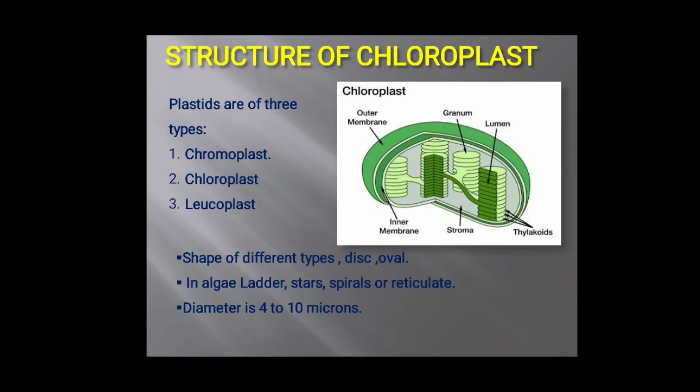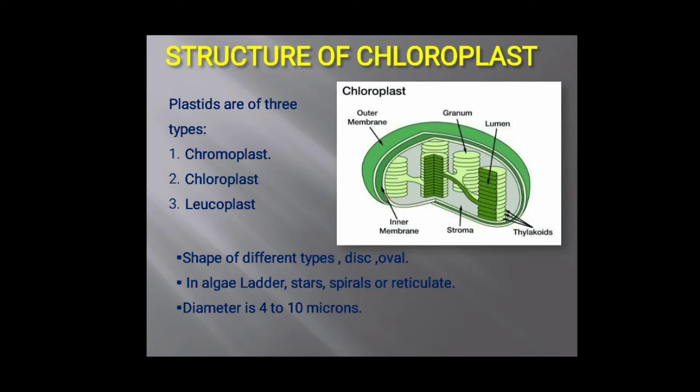As I told you before, plastids are the unique cell organelles which are present only in the plant cells. There are mainly three types of plastids: chromoplast, chloroplast and leucoplast. Chromoplasts are colorful plastids, chloroplasts are only green colored plastids, and leucoplasts are colorless, that is white color plastids.